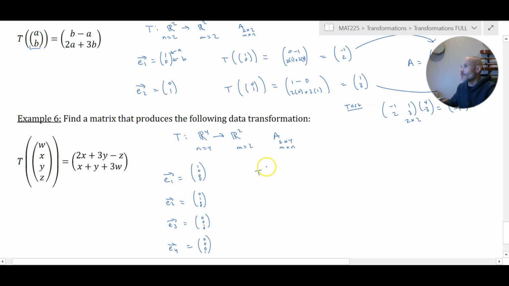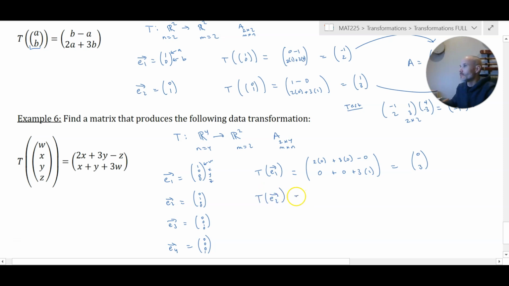All right, let's transform each of these. So to transform E1, what do we need to do? Well, in the top component, we're going to take 2 times the x, 3 times the y, minus 1 times the z. Notice this is our w, x, y, and z. That's just how we have them labeled. They don't have to be called w, x, y, and z. So 2 times 0 plus 3 times 0 minus 0 is just going to be 0. Bottom component is going to have the x plus the y plus 3 times the w, which is 1. And that's going to give me 0, 3. That's the vector.